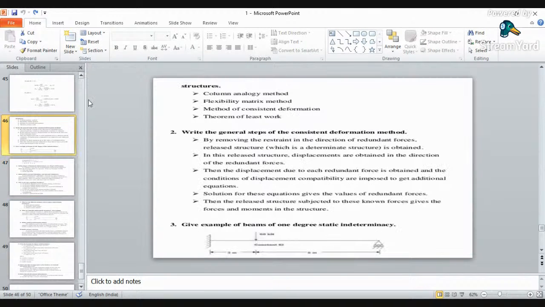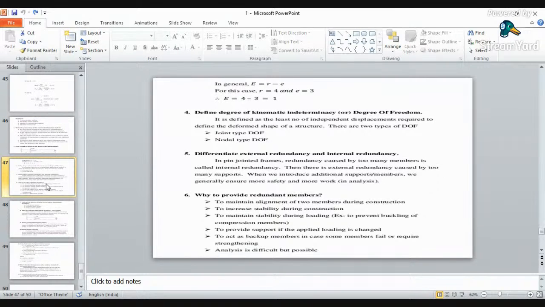Then I have included a few question-answer type questions here, such as how many methods there are to solve a structural member. There are many methods, a few are written over there. Then, what are the general steps of the consistency of deformation method? We will take this later, so just leave this.